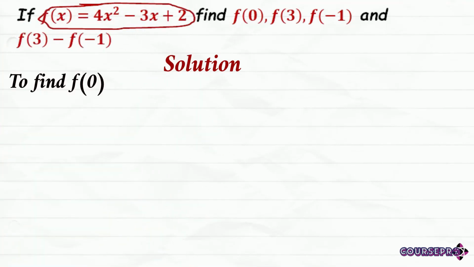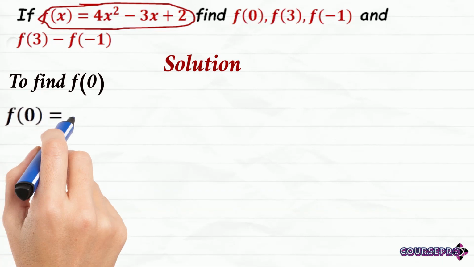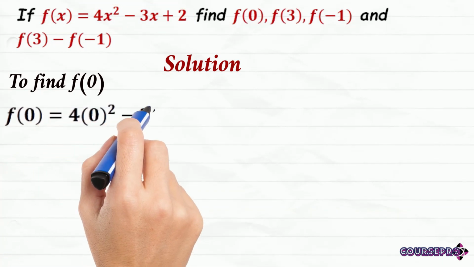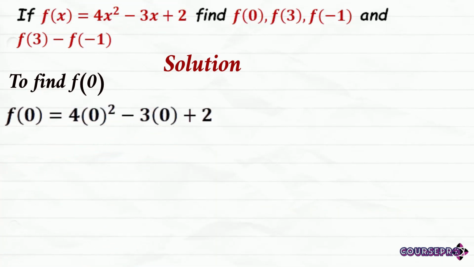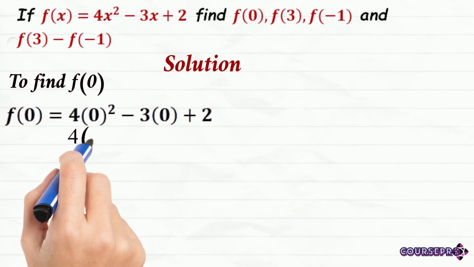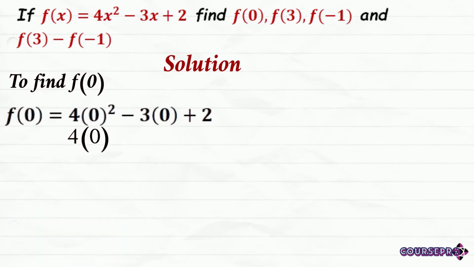So that will be f of 0 equals 4 into 0 squared minus 3 into 0 plus 2. Now 0 squared is 0, times 4, we have 4 into 0. Minus 3 times 0, that is plus 0. Bring down your plus 2. Now 4 times 0, we have 0. Then 0 plus 2, we have 2. So our f of 0 is 2.